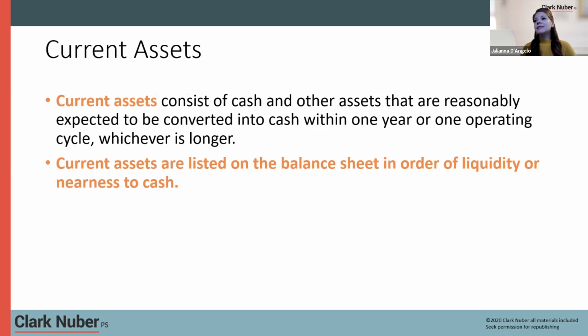Current assets consist of cash and other assets that are reasonably expected to be converted into cash within 1 year or one operating cycle, whichever is longer. And that's why inventory hits current assets, because you can turn inventory around typically in a year. Really, you should be turning it around much more frequently. Current assets are listed on the balance sheet in order of liquidity or the nearness to cash.